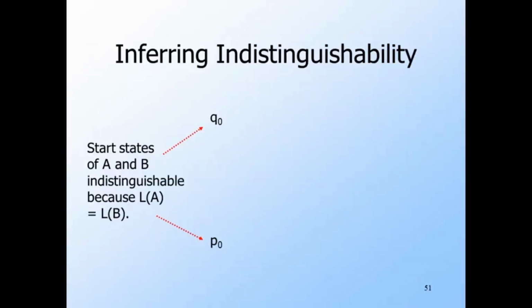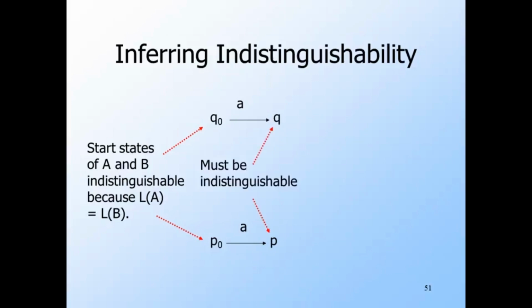Here's an informal illustration of the proof technique. We start off with the fact that the start states of automata A and B are surely indistinguishable because the automata accept the same language. Now suppose the start states go to some states P and Q on input A. P and Q must be indistinguishable because if they were distinguishable, then we could distinguish the start states, and we know we cannot do that. Now, suppose Q and P go on input B to two other states, R and S. Then R and S must be indistinguishable for the same reason.